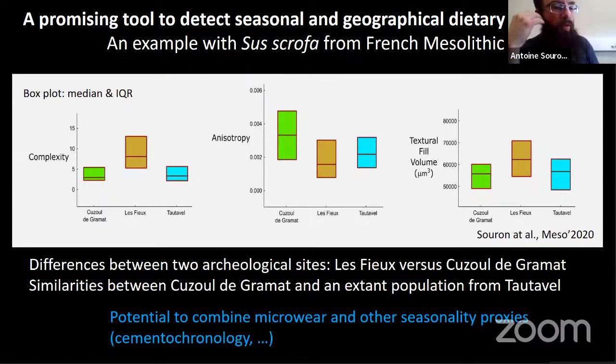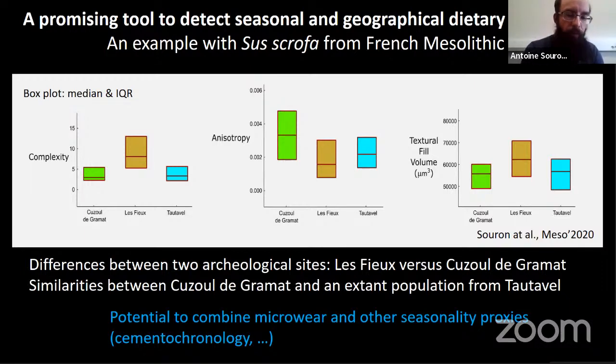So that could be a promising tool, the microwear, to detect seasonal and geographic dietary variations in fossil mammals. And this can have a lot of implications for archaeologists and paleontologists. An example was what we tried to do with my colleague from Toulouse, Marine Gardner. She's doing a PhD thesis on Mesolithic faunas and their exploitation by Homo sapiens. And we tried to look at the microwear signatures in Sus scrofa, the wild boar, from different sites. We compare the complexity, anisotropy, and textural fill volume from the site called Cuzoul de Gramat and from another Mesolithic site, called Lefieux.